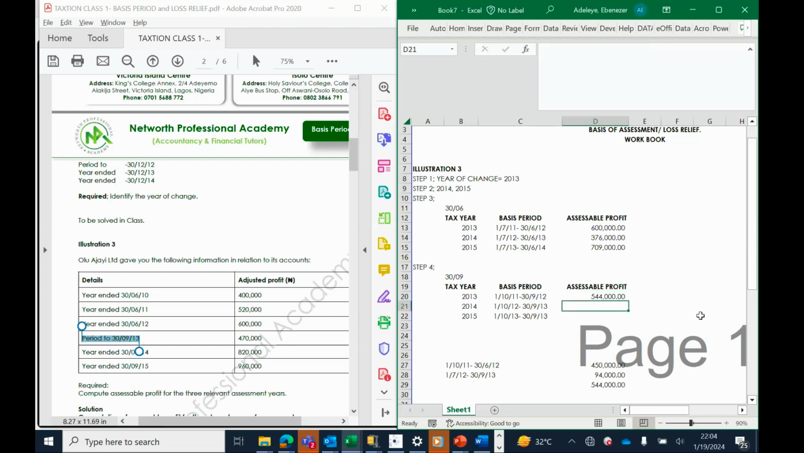So let's pick it from there. The next one is a period from 1st of October 2012 to 30 September 2013. All right, and so where can we find that?